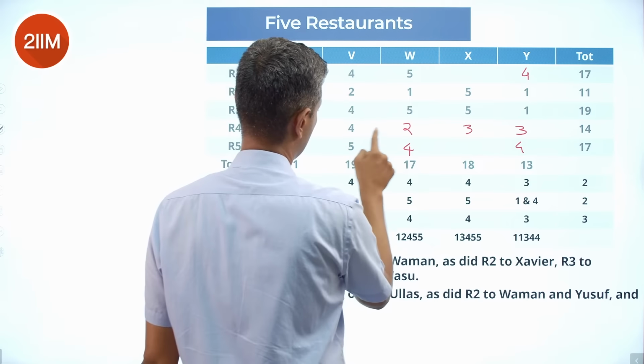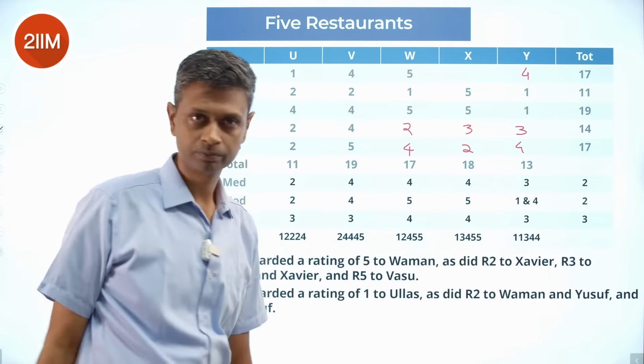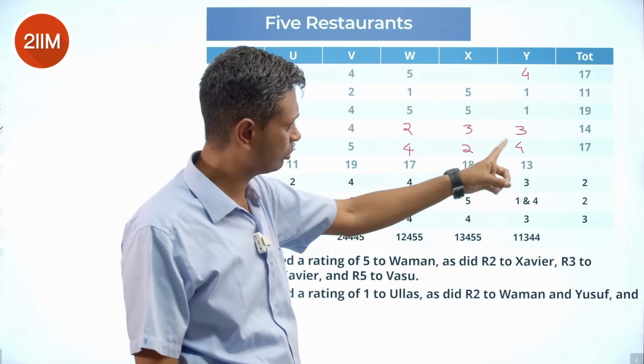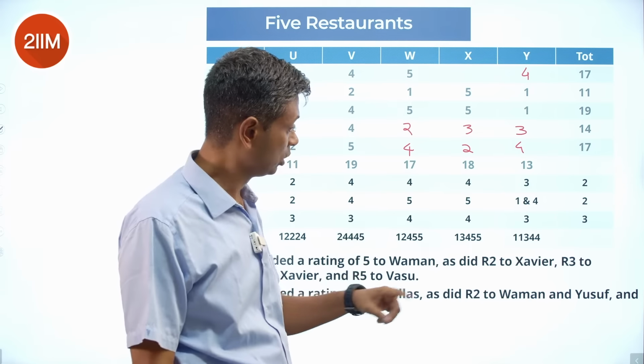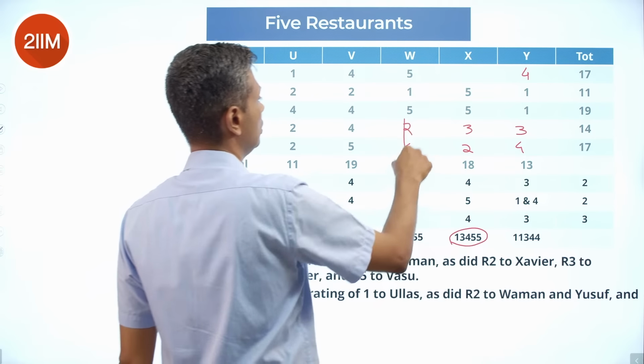2 plus 5 is 7. Plus 4, 11. Plus 4, 15. This should be a 2. We don't have a 2. So 2 plus 5, 7. Plus 4, 11. Plus 2, 13. Plus 4, 17. That works. This should be a 2. But we don't have a 2 in this column. This is not possible.